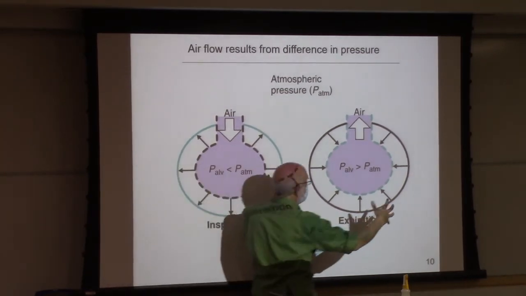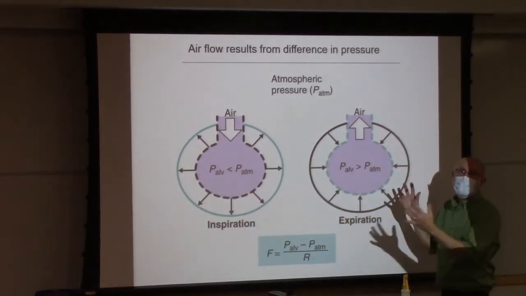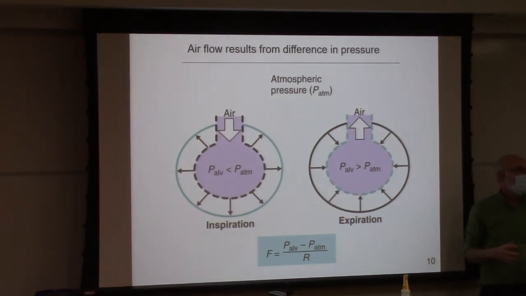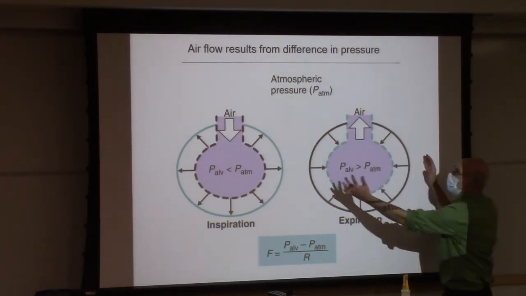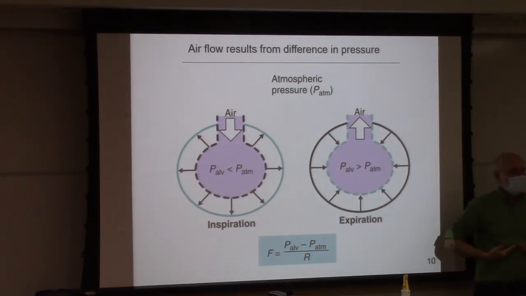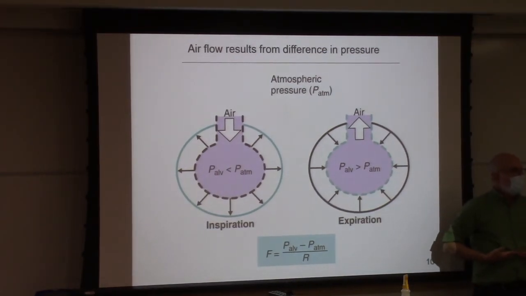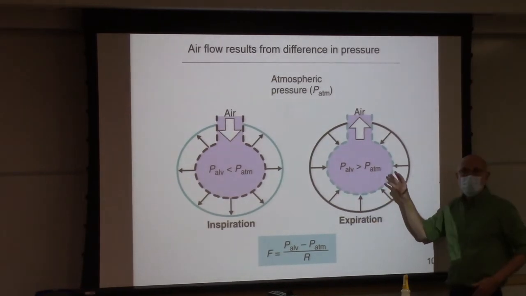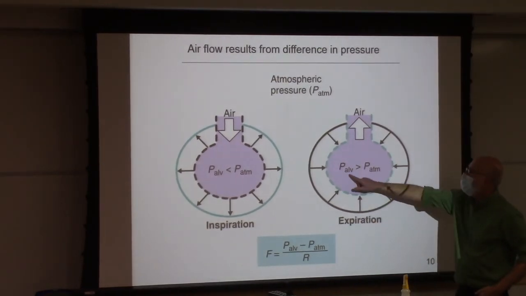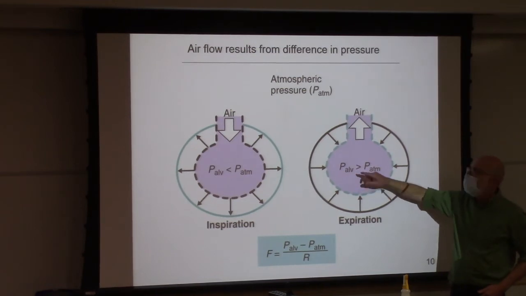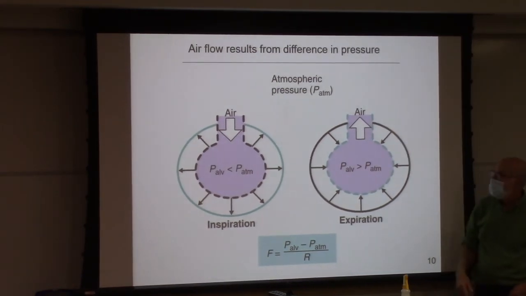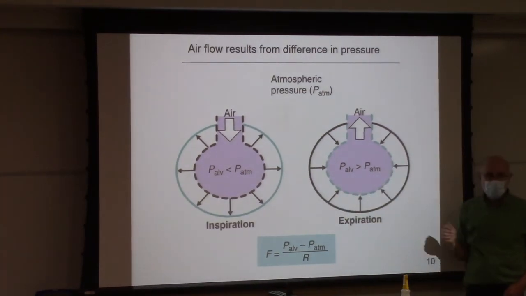When we exhale, the lungs' natural tendency to collapse, the chest wall's natural tendency to collapse, and the diaphragm's tendency to go back to where it came from squeezes the lung and increases the pressure in the alveoli. When it's above atmospheric, it forces air out. So this is inspiration and this is expiration.